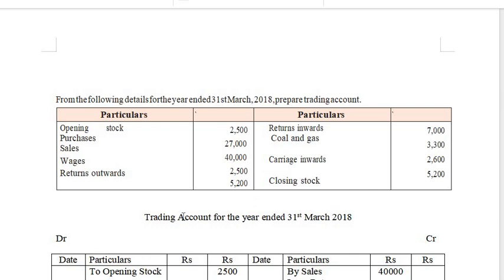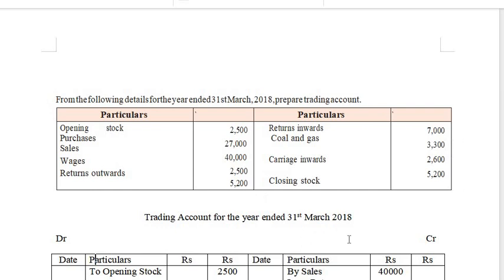When you are preparing a trading account, in the center of your notebook page, you write "Trading account for the year ended 31st March 2018". Suppose the name of the person, X or Y, is given, then you also have to mention that along with this. Otherwise it's not necessary. You write trading account for the year ended, and whatever date they have mentioned, you have to mention that date here.